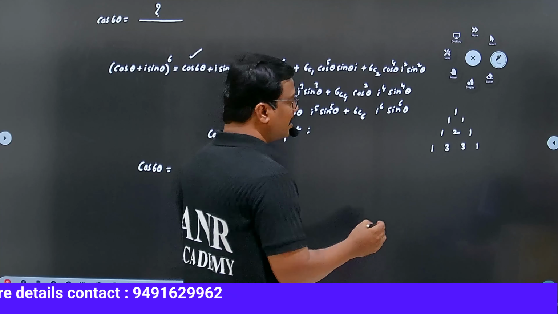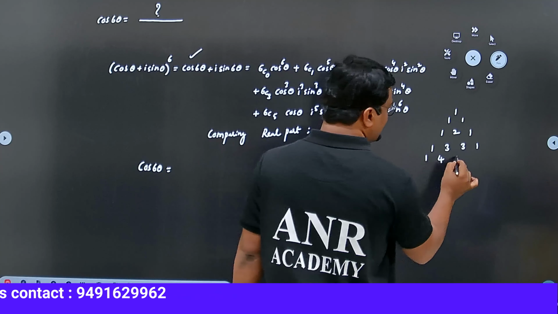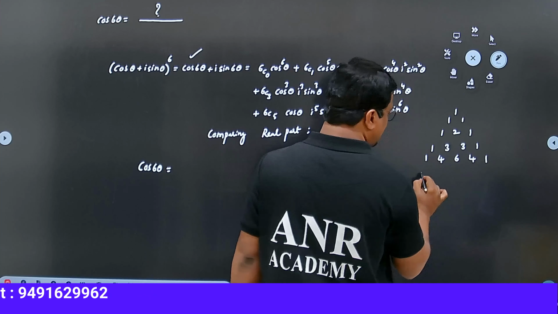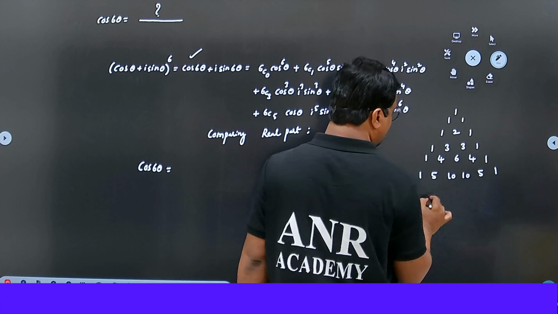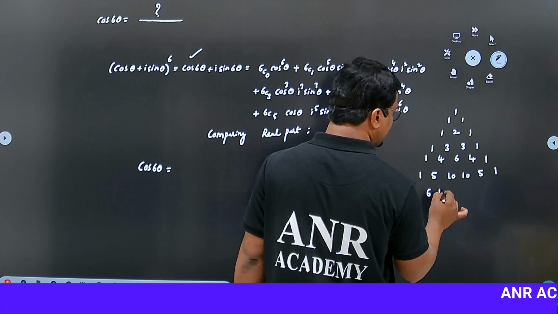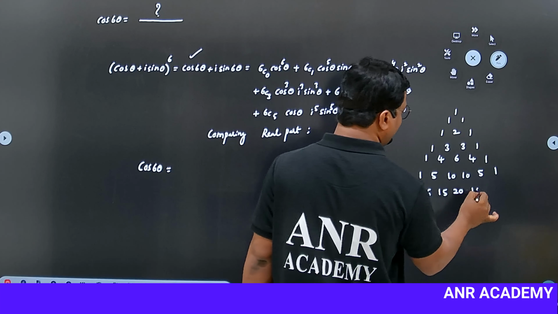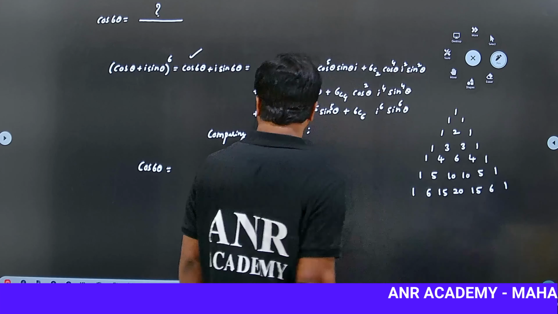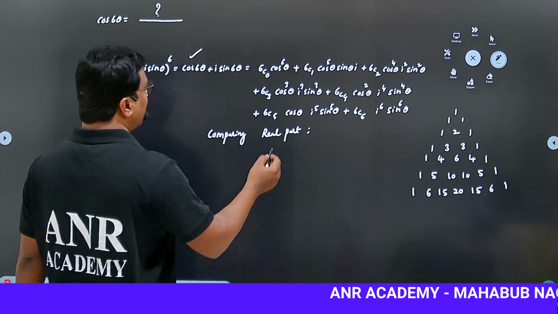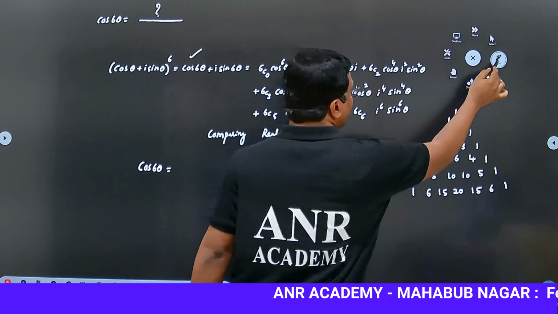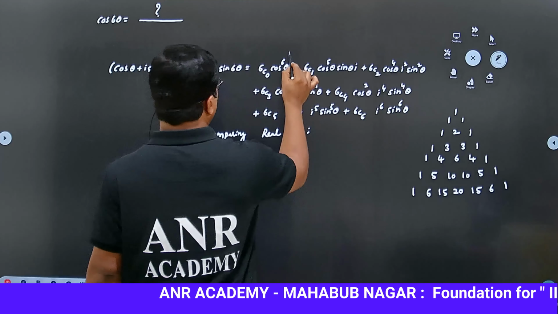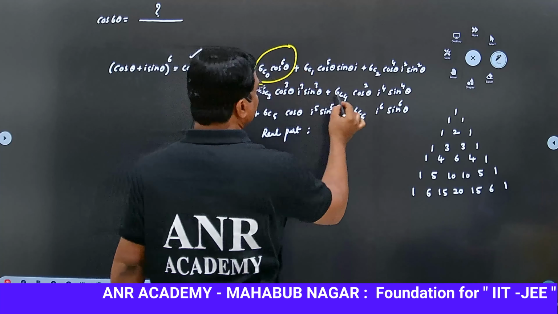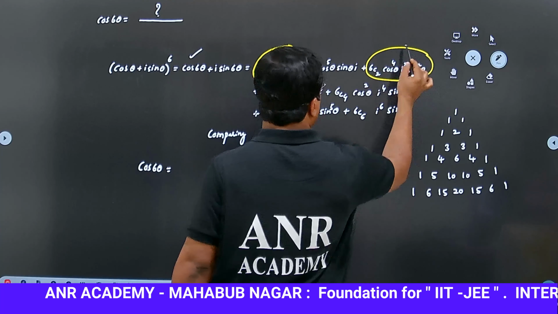Next, 1 4 6 4 1. Next, 1 5 10 10 5 1, and 1 6 15 20 15 6 1. For the real parts, you have to select from the right side, this one and this one.